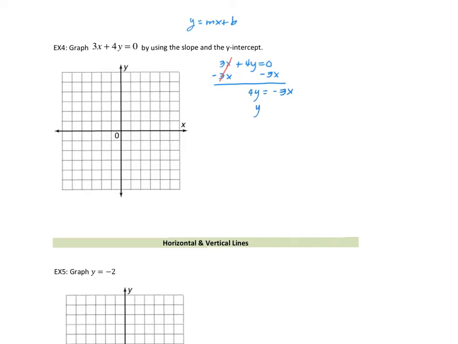Dividing both sides by 4, y is equal to -3/4 times x. So this is y equal to mx. There's no b value there, but since there's no b value, then my b value is going to be 0. So the b value is 0, which means my y-intercept is x is 0, y is 0. And the -3/4 would be my slope, m.